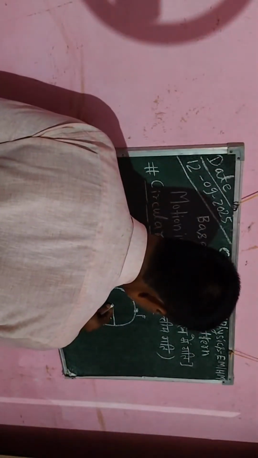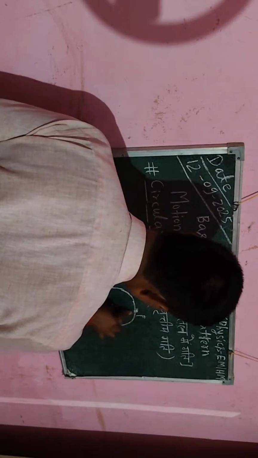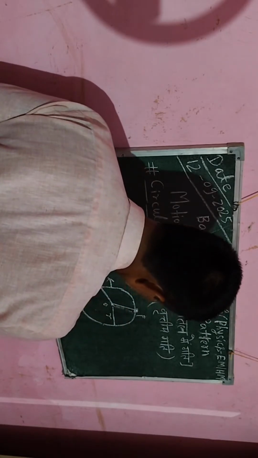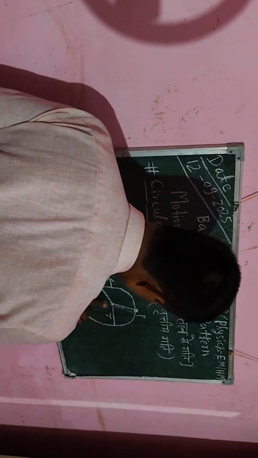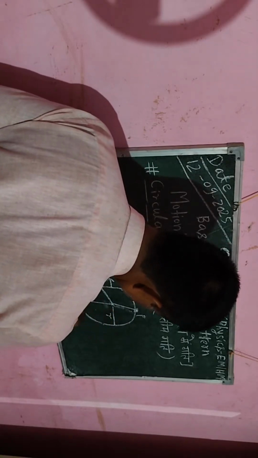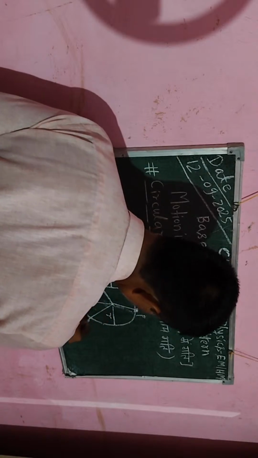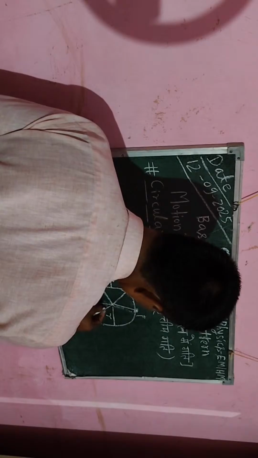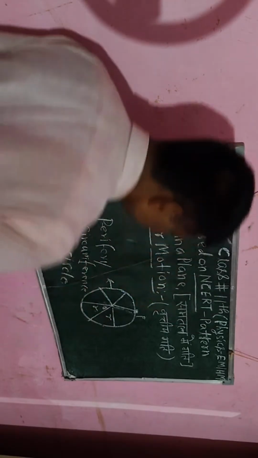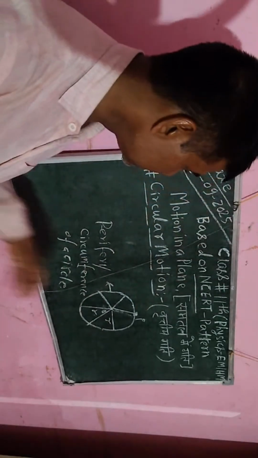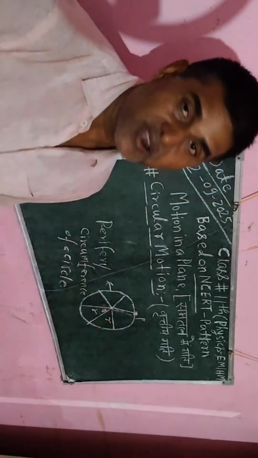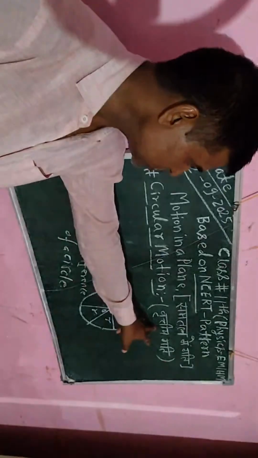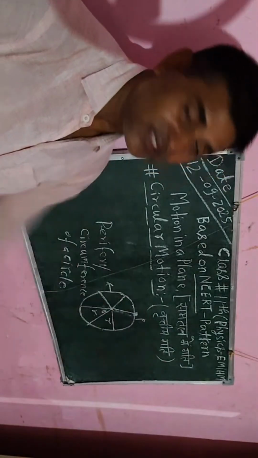So this length is r and this length will also be r. If I take any point here, that will also be r. And on this side too, all lengths will be r. So I will say such type of movement of a particle is known as circular motion, or in other words, वृत्तीय गति.